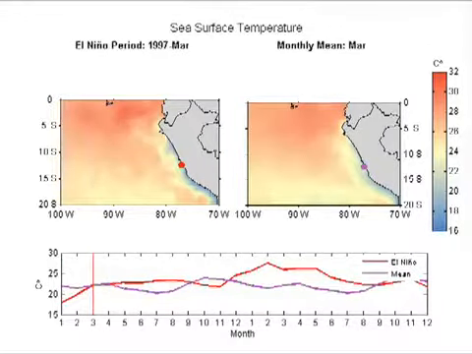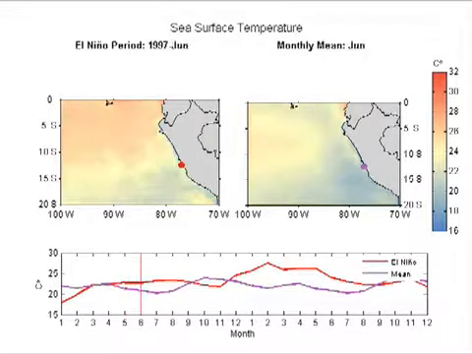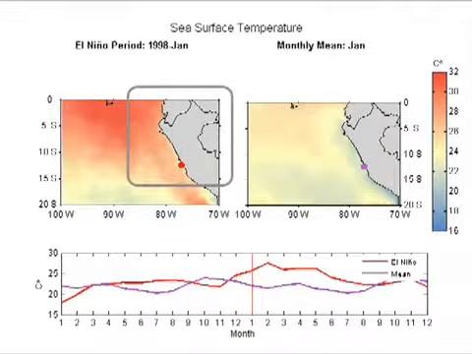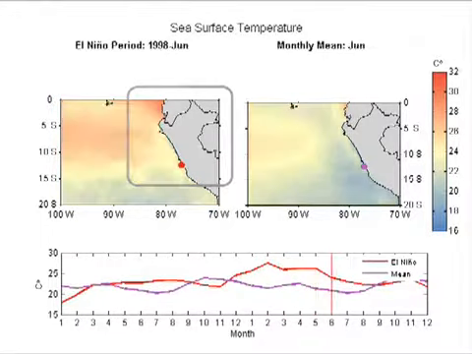You can see the warm water flow from the equator. After December, the Peruvian coast becomes unusually warm. From the bottom panel, you can see this temperature difference is around 5 degrees.